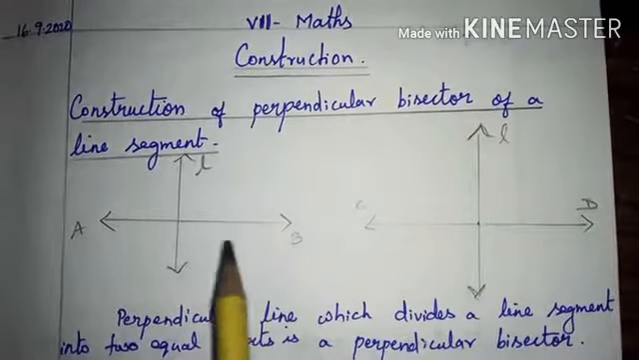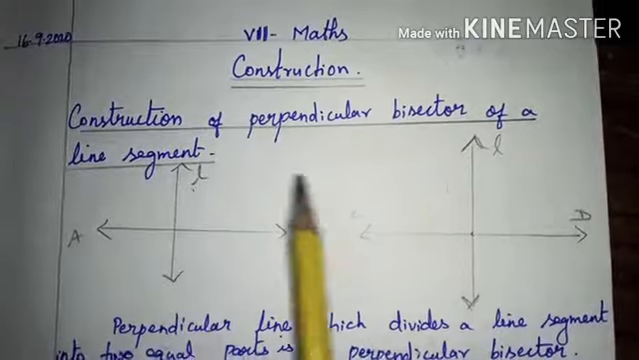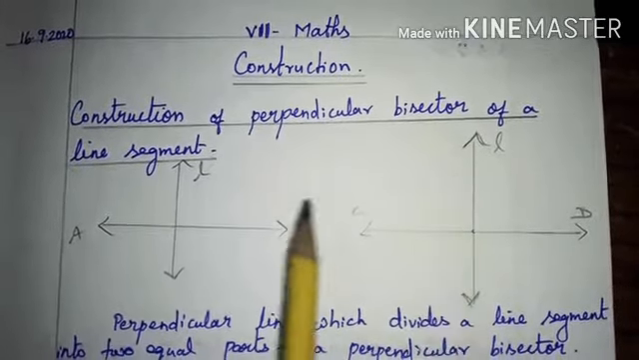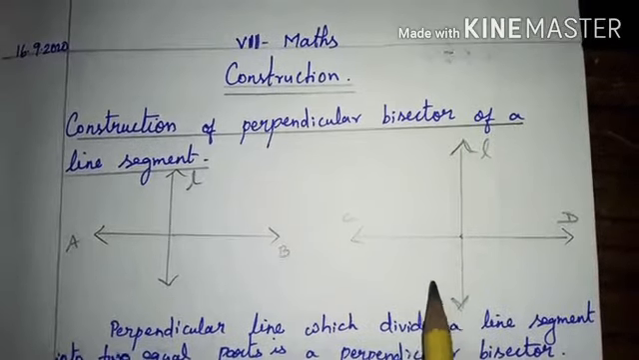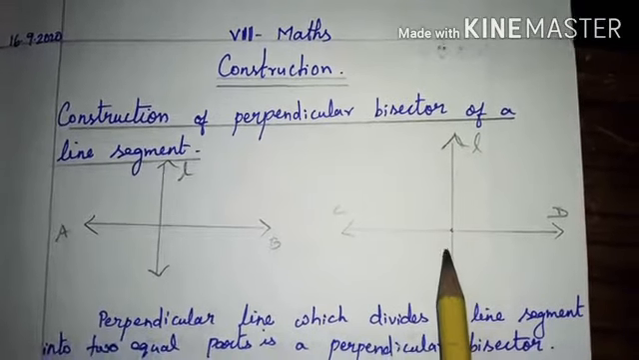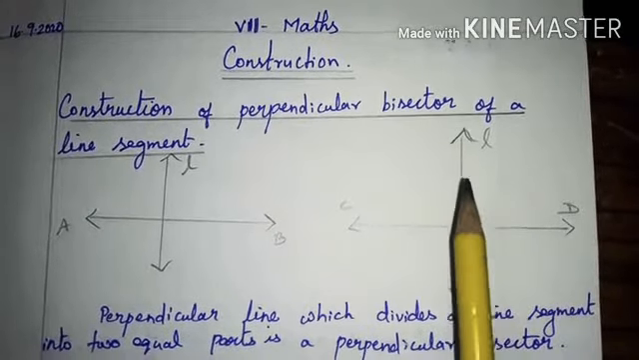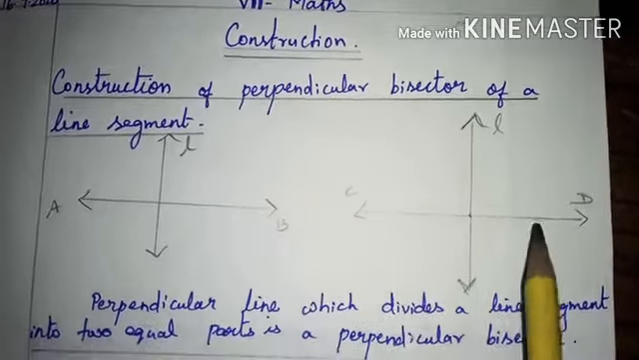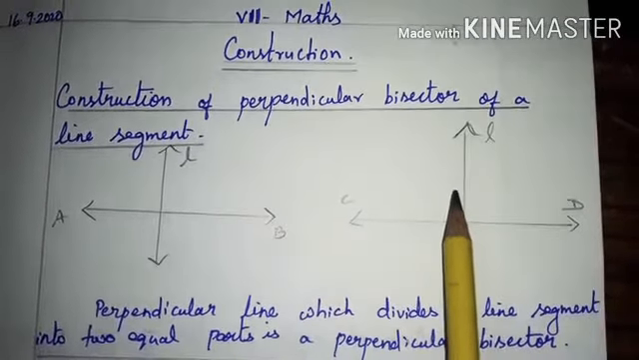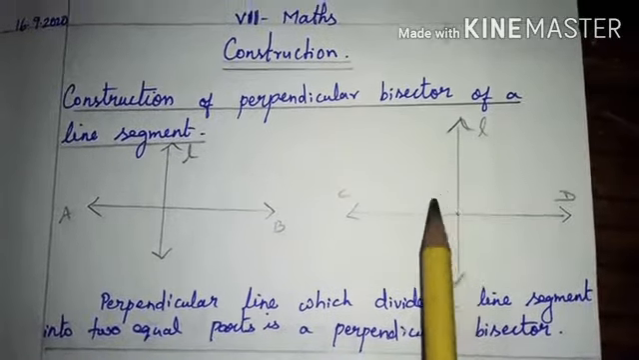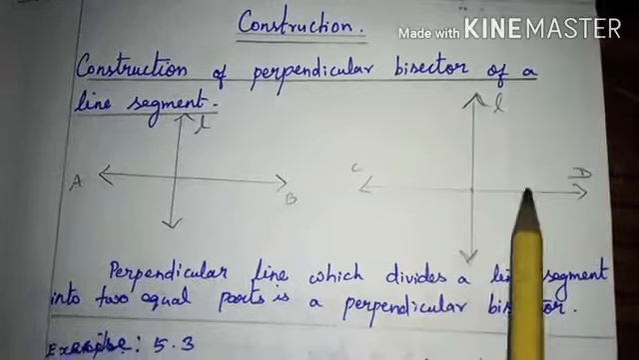Observe these two figures. Here AB and CD are line segments and L is the perpendicular line for this line segment. But in the second figure, we can observe that the perpendicular line passes through the center of C and D. If the perpendicular line passes through the center of C and D, then we call this perpendicular line a perpendicular bisector. Bisector means it divides the line segment into two equal halves.